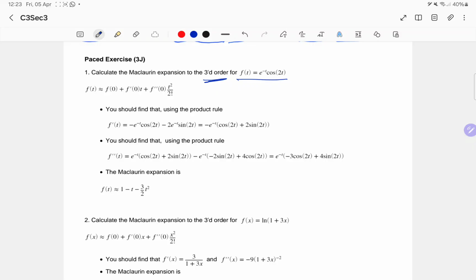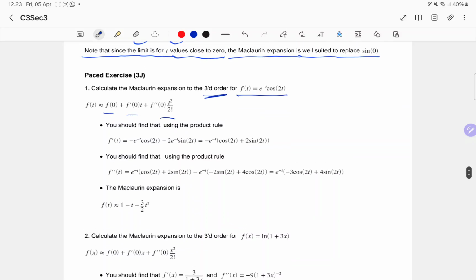Okay, so we're interested in third order, so it means you're gonna have three terms. So you're gonna have f of t being estimated by the sum of this term, f of 0 plus f prime of 0 times t plus f double prime of 0 t squared divided by 2 factorial. So working out the derivatives, as you can see, the second term has the first derivative, the third term the double. Okay, and our function is a product of two functions, e to the minus t times cos 2t.